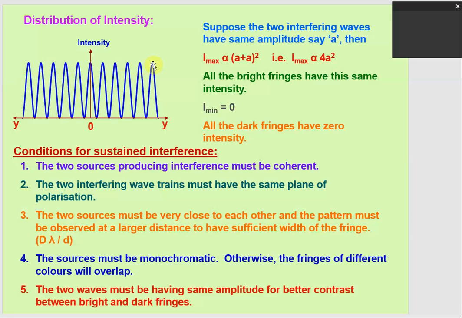That means in a sustainable interference pattern arising out of two coherent sources of light, the intensity of all the bright fringes will be the same and the intensity of all the dark fringes will be 0, for an ideal, or we can say sustainable, interference pattern. So this graph must be remembered whenever interference of light is discussed.